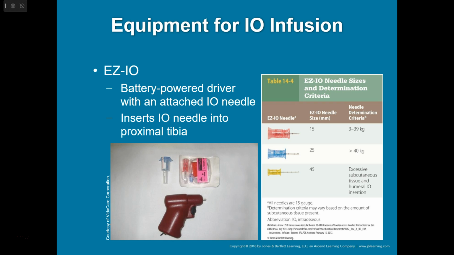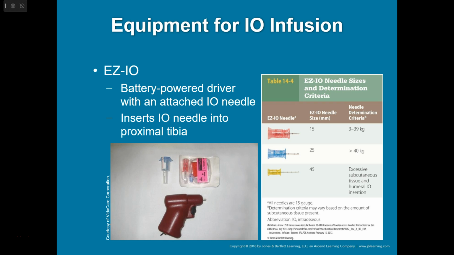EZ-IO is probably the most popular nowadays. It has a little battery operated gun drill, and then you put the needles on there, the red, the pink, the blue, or the yellow. The yellow is a long one. It's for those larger patients that you have to go through that adipose tissue. Blue is your standard adult, and then the pink is going to be your pediatric size. They're all 15 gauge needles in diameter. They're just different lengths.